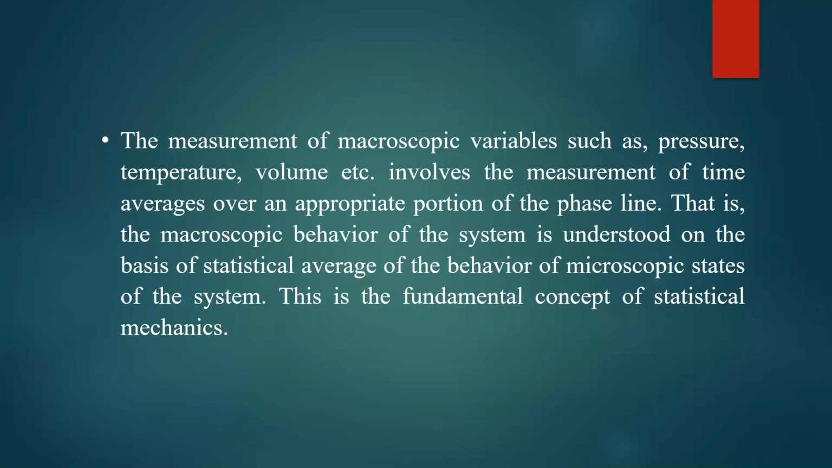That is, the macroscopic behavior of the system is understood on the basis of the statistical average of the behavior of microscopic states of the system. Microscopic state means you have to find the state of each and every molecule in the gas. Taking the gas as an example, the macroscopic variables are the temperature, volume and pressure of the gas system. Other than that, you can take the average value of the behavior of each and every molecule of the system: the interaction between the molecules, the kinetic energy of the first molecule, second molecule, third molecule, etc.